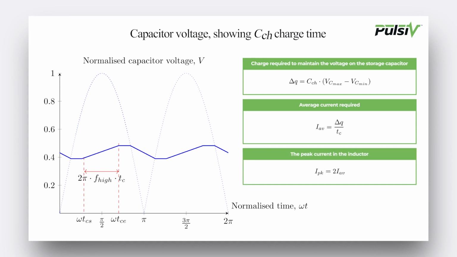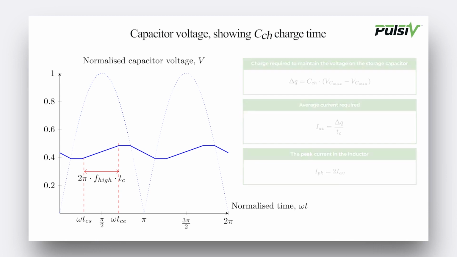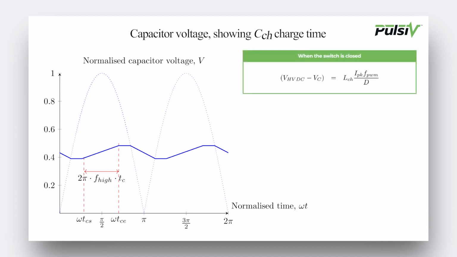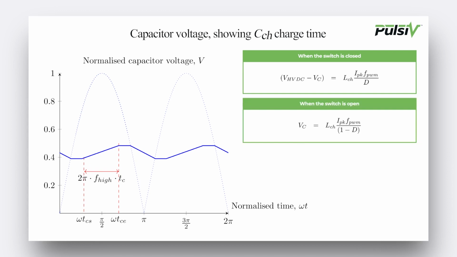To maintain discontinuous current mode, the inductor current must have a minimum of 0 and a maximum of this peak current during the two switching conditions: when the switch is closed and when the switch is open. In these expressions, the PWM frequency is set to 42 kHz and the duty cycle is determined by the Pulsiv OSMIUM microcontroller.